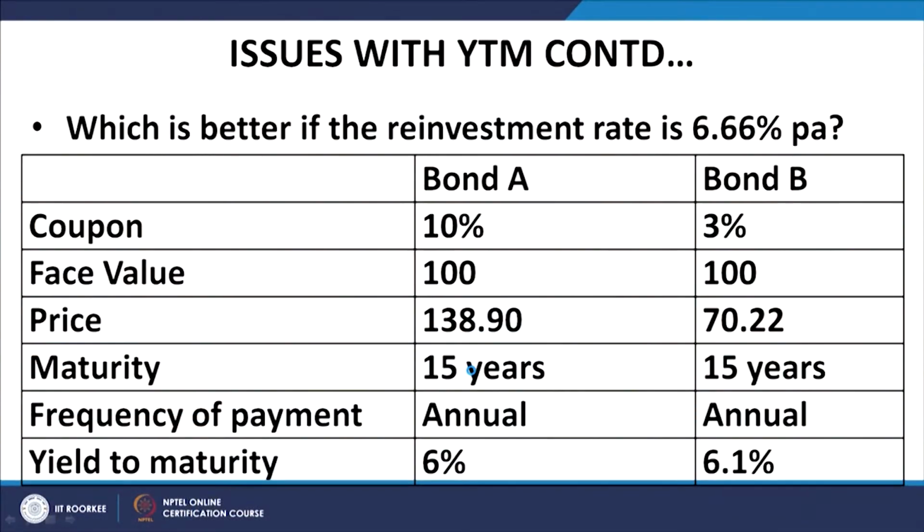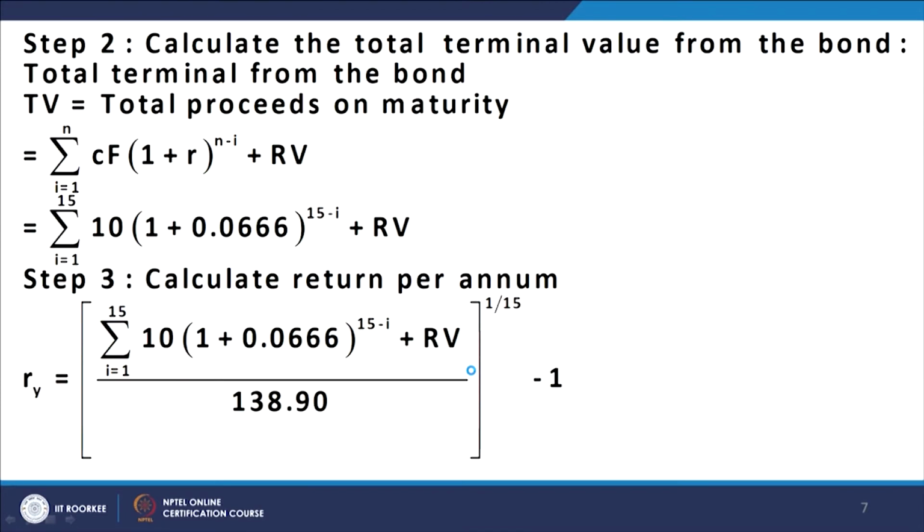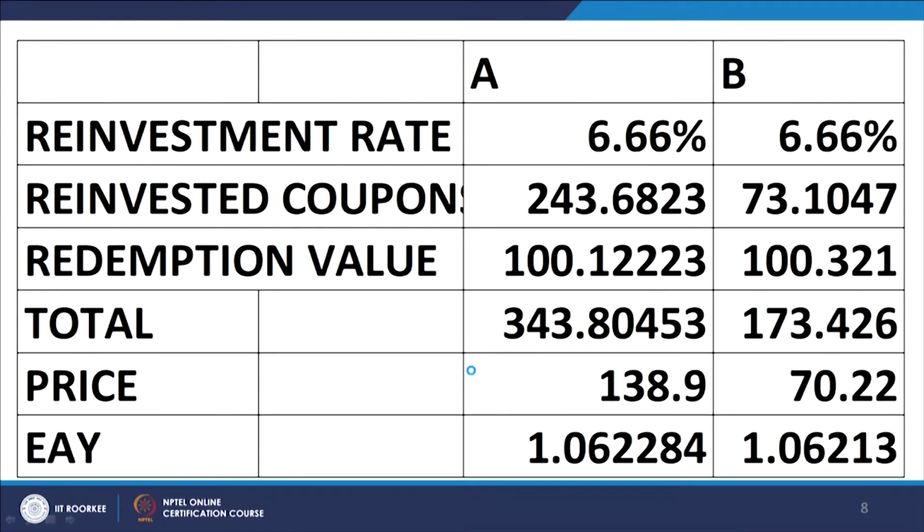So, while calculating YTM, the reinvestment rate of bond A coupons would be 6%, and the reinvestment rate of bond B coupons would be 6.1%. But it is given in the problem that the actual rate of reinvestment is 6.66%. Let us see the results. These are the results. The reinvestment rate is 6.66%.